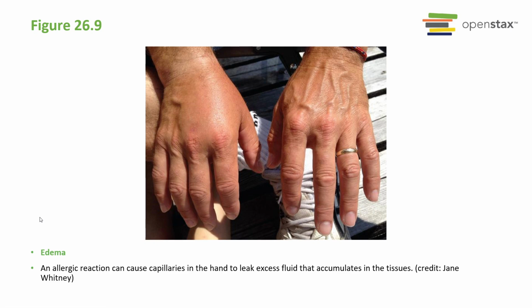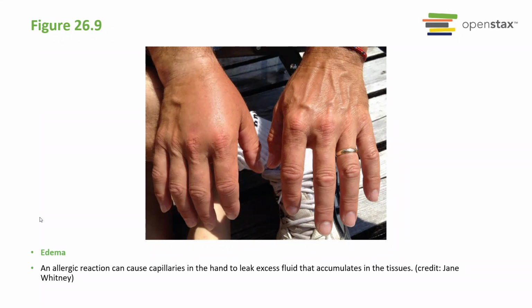And this last slide really just highlights a clinical example. So what we have here is edema, which is a classic example of fluid imbalance, and in this case has occurred due to an allergy. This may occur in any organ or tissue, but common locations include the lungs, brain, and lower back.